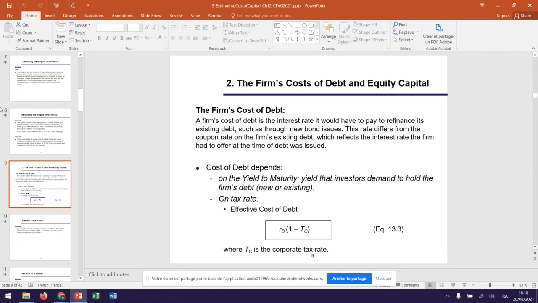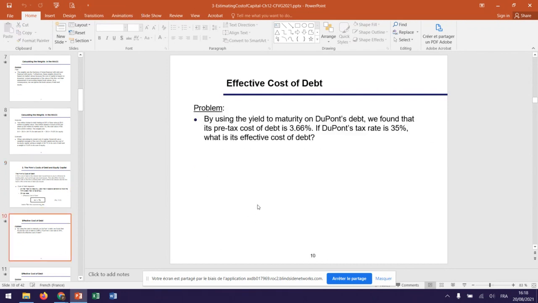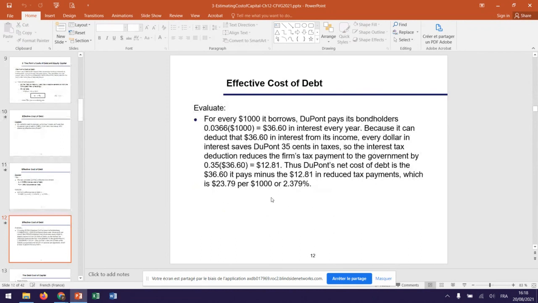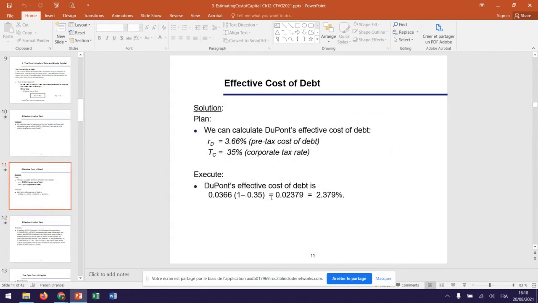Okay, so by using the yield to maturity on DuPont's debt, we found that the pre-tax cost of debt is 3.66%. If DuPont's tax rate is 35%, what is the effective cost of debt? Obviously, the effective cost of debt is 3.66% multiplied by 1 minus 0.35, which brings DuPont's effective cost of debt to 2.379%. Okay, so that is how we do it.